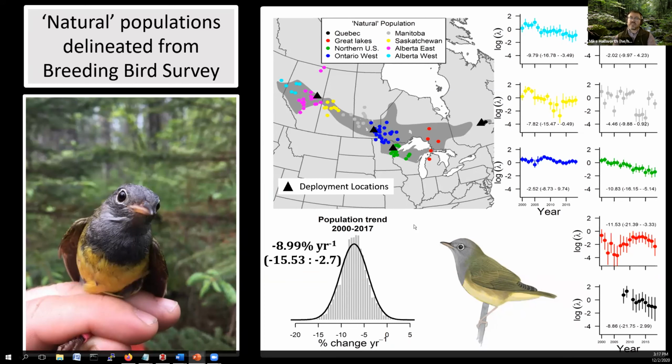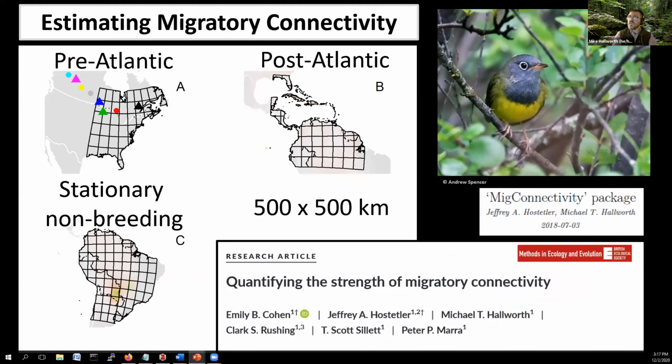This analysis was from 2000 to 2017. The reason we limited it is because that's when some of the forest loss habitat data sets began. We used the light level tags to estimate migratory connectivity throughout the annual cycle, from breeding to stopover locations, and then from breeding to winter locations.